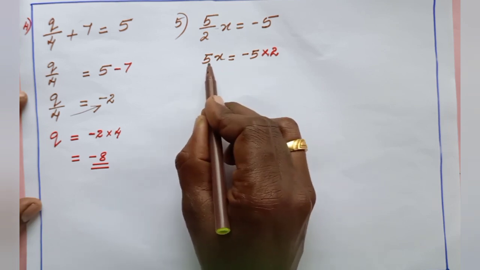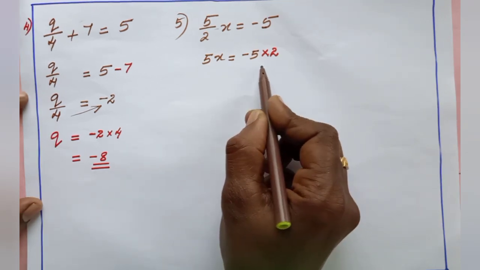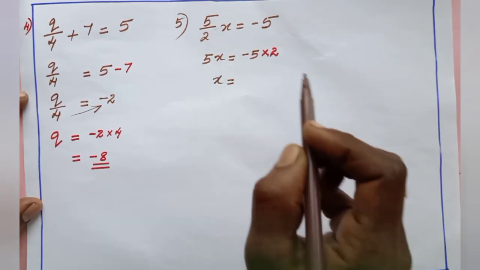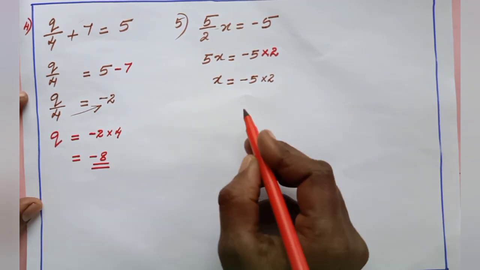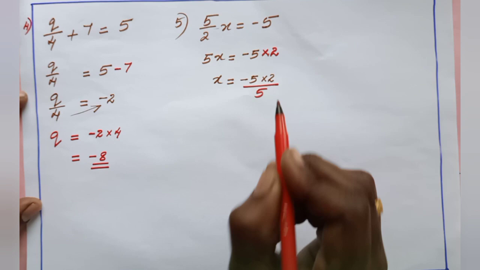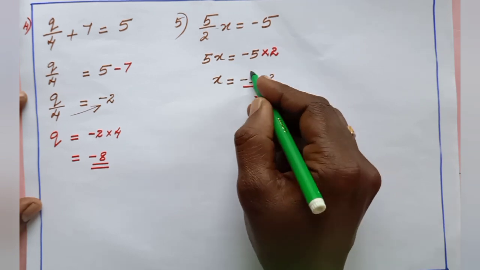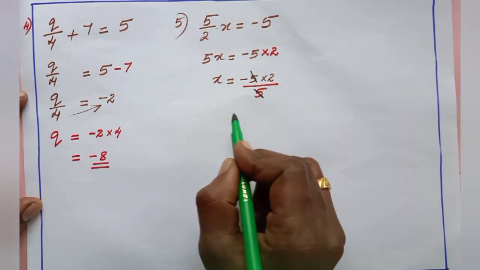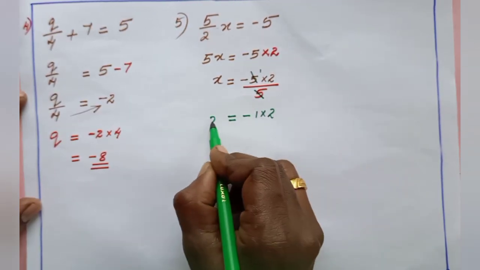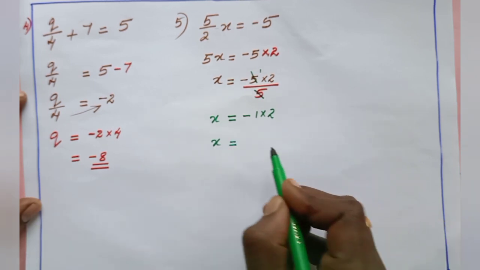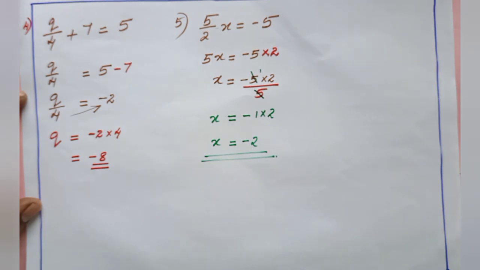Then find the value of x. Here 5 into x, so this 5 transposes to the right side and changes into division. So we get minus 5 into 2 divided by this 5. Now cancellation is possible. Positive 5 and this negative 5 cancel. We get the numerator as negative 1. So x equal to negative 1 into 2, which is negative 2. Okay, then listen.